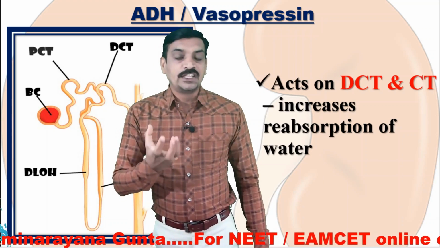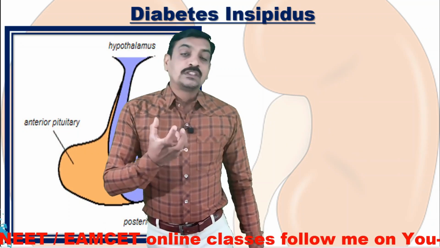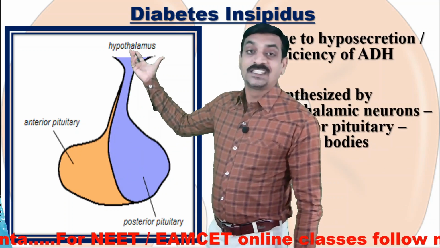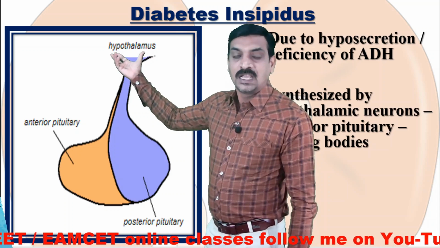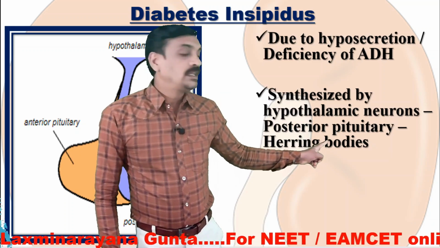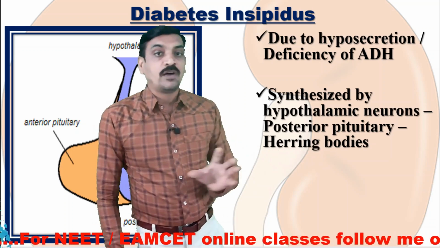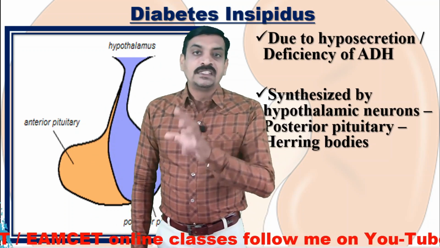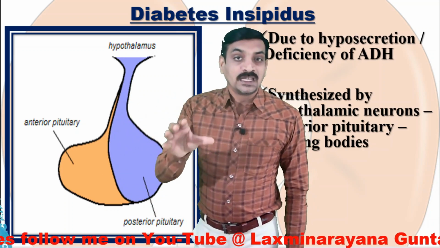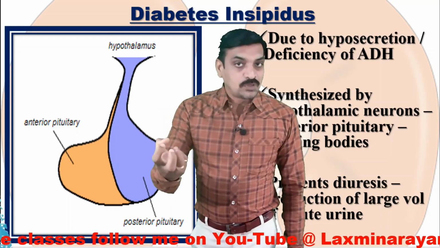This antidiuretic hormone ADH or vasopressin is secreted by the cells of the hypothalamus and stored in the posterior pituitary. Vasopressin and oxytocin are produced by the hypothalamus and stored in the posterior pituitary. Vasopressin or antidiuretic hormone is stored in the posterior pituitary in the form of Herring bodies, and they are released into the blood. They reach the kidneys and act on the collecting duct and distal convoluted tubule, thereby promoting the reabsorption of water.